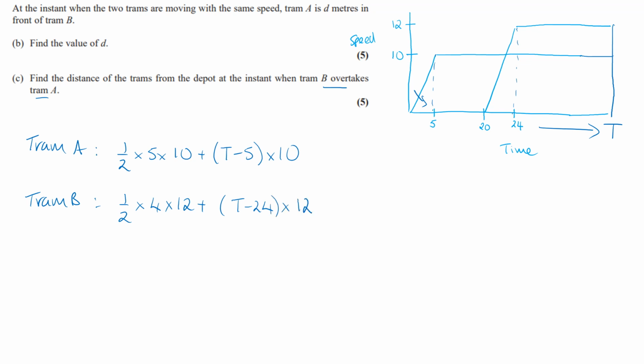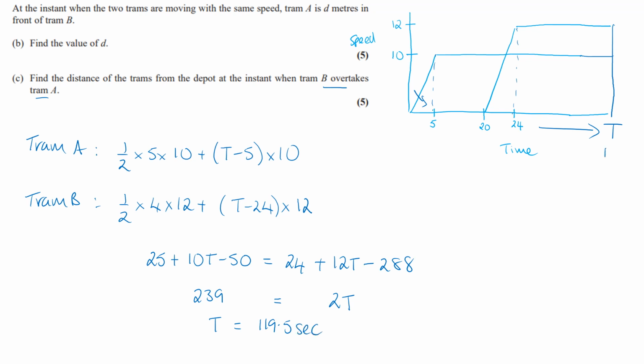Now we need to make those equal, so if we do this initial bit, 5 times 10 and then half that is going to be 25, plus 10t minus 50 has to equal 4 times 12, 48, and half of that is 24, plus 12t minus 288, 12 times 24. So if we collect all the t's on one side, we can have 2t on this side is going to equal 239. So the t where all this happens is going to be 119.5 seconds.